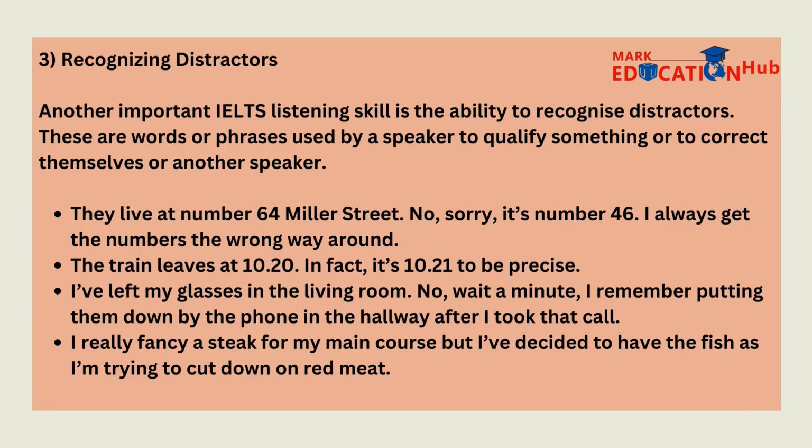To give an example, if we look at the first sentence, it says, "They live at number 64 Millard Street. No, sorry, it's number 46." So here, the speaker used the distractor "no sorry" and changed their answer to 46. So it is very important to look out for such words in order to get the correct answer.